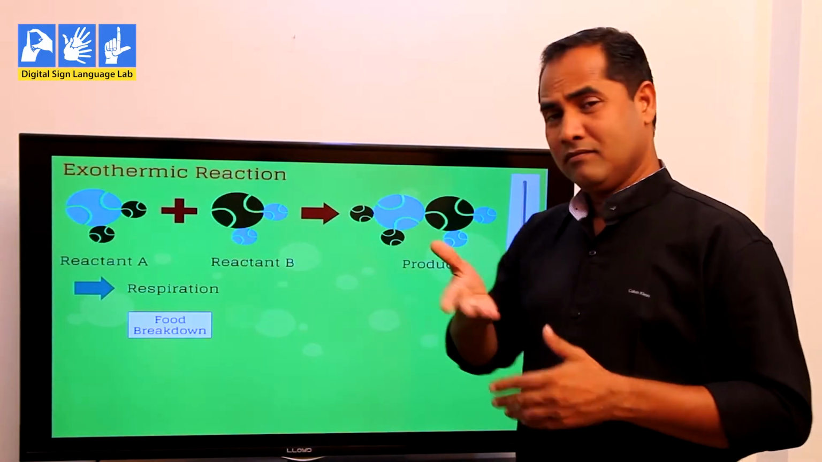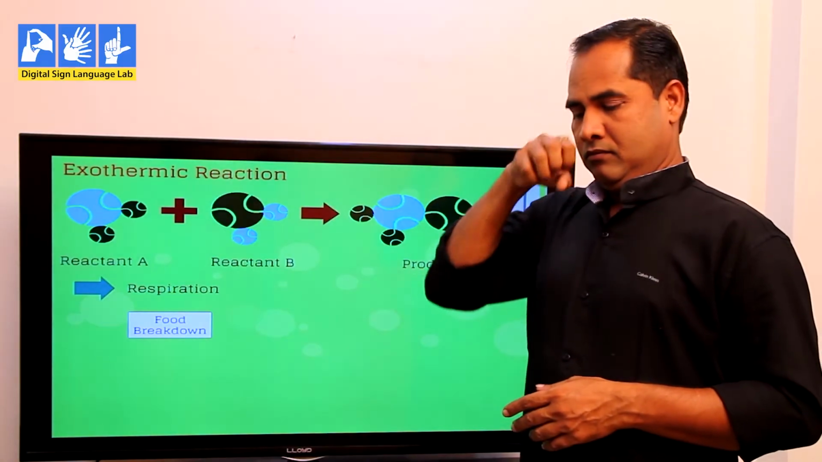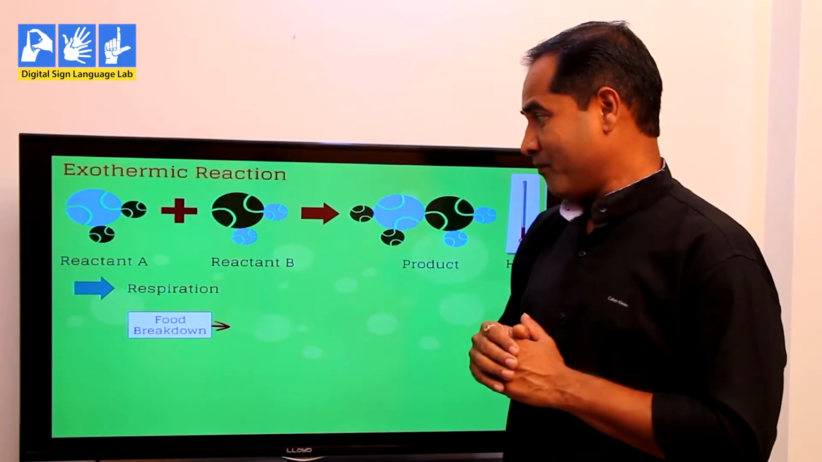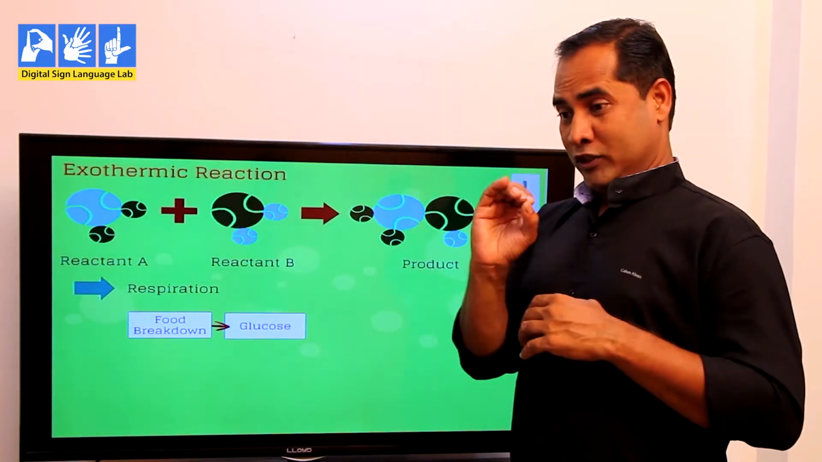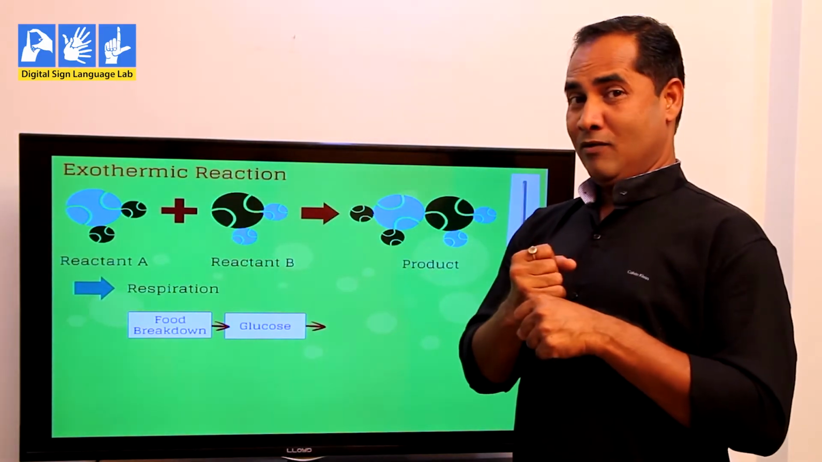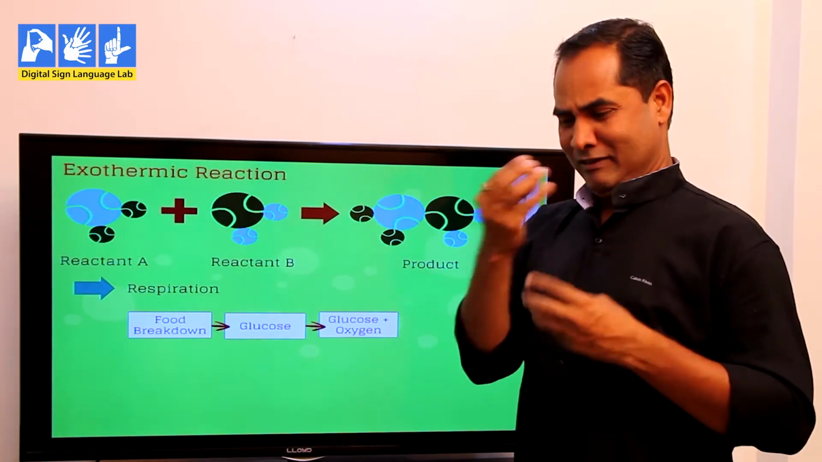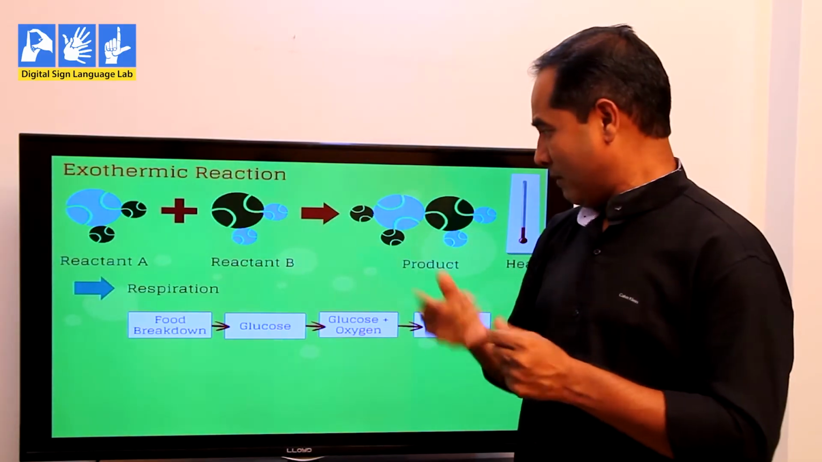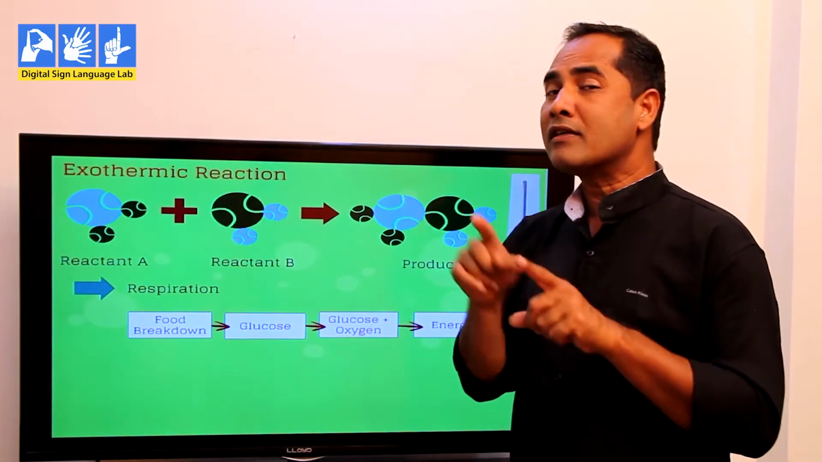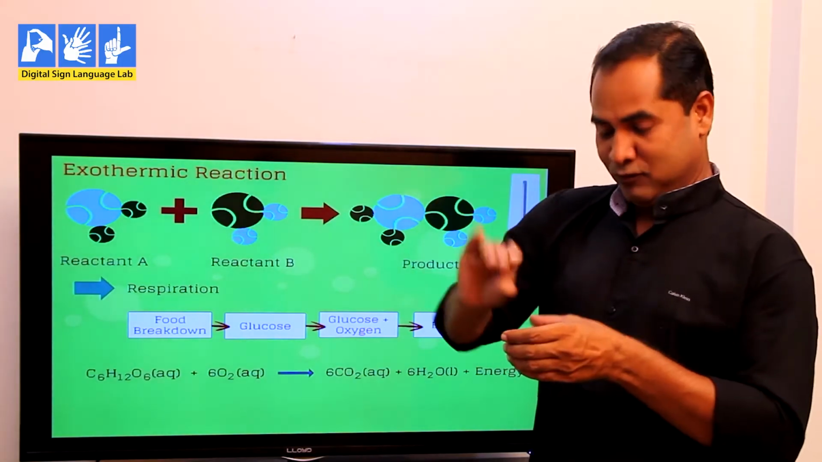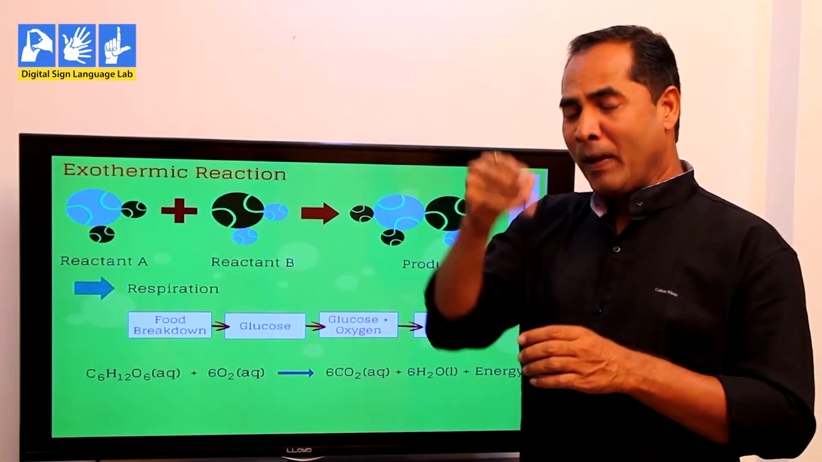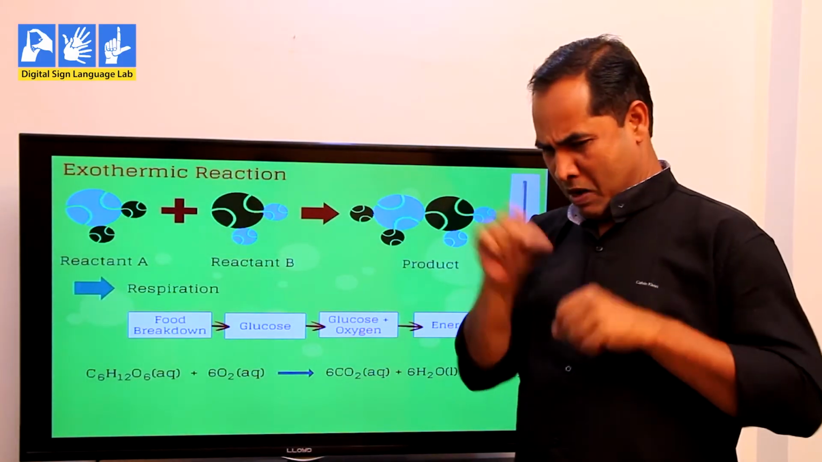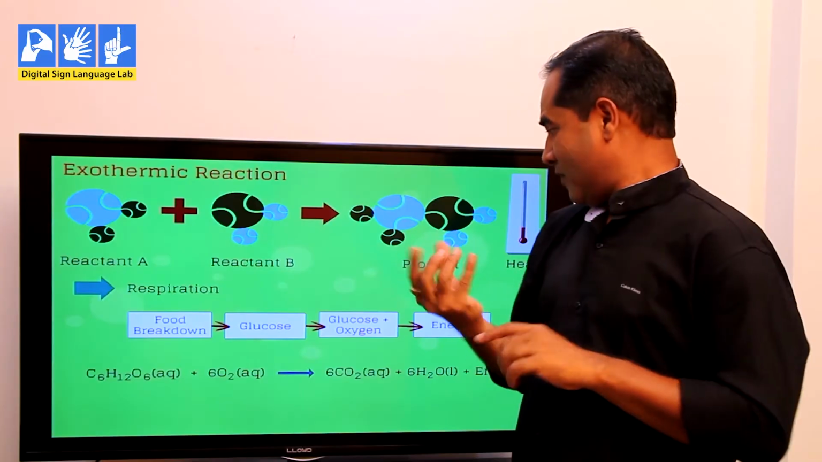Another example, the process of respiration or breathing. What happens in it? We take in oxygen, which helps our body to break down the food into small components. That small component is basically glucose. Same thing that you use while you're running to get energy. Yes, glucose. So glucose gives you energy to do work.